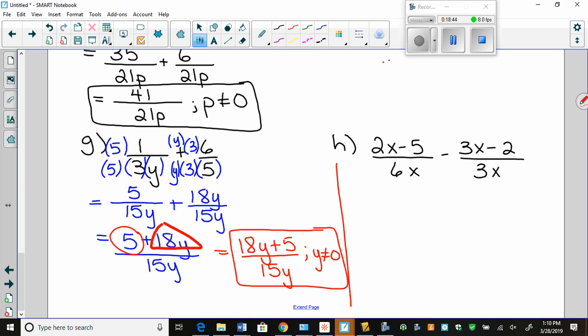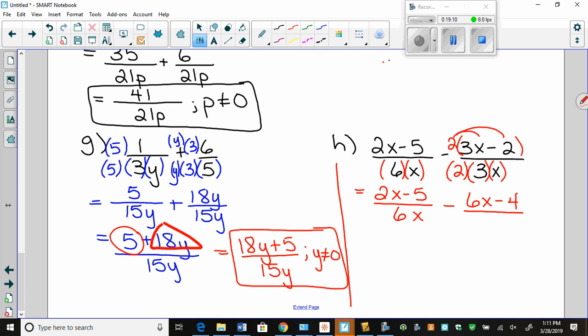Okay, H. We have a 6, we have an X. We have a 3, we have an X. At least they both have X's. What common could I make them be? 6x. So I don't actually have to do anything to this side. I just need to multiply this side by 2. So I'm going to get 2x minus 5 over 6x minus 6x minus 4 over 6x. And so it equals 2x minus 5. And then I have to subtract the 6x. And then I have to subtract a negative 4. So it's actually a plus.